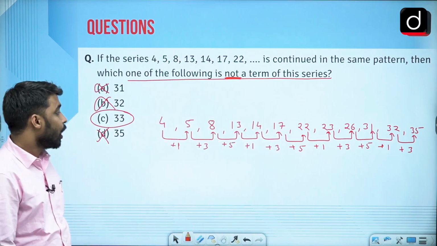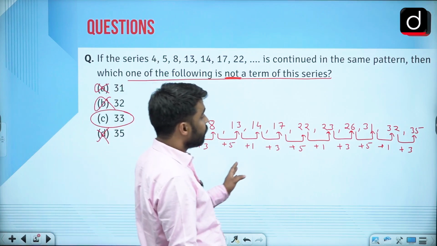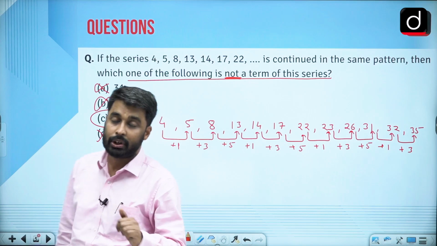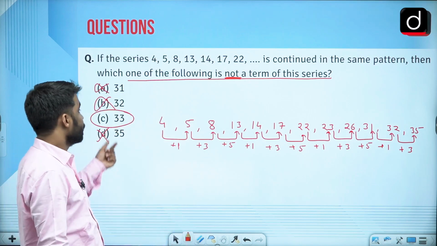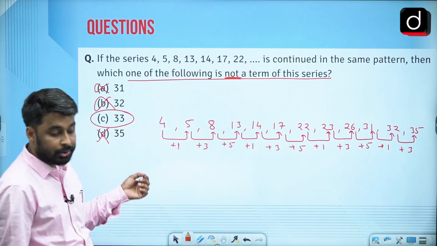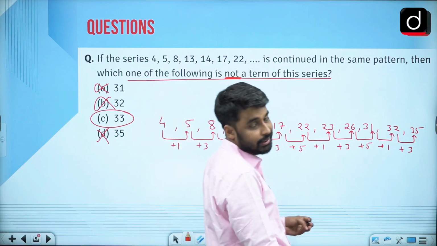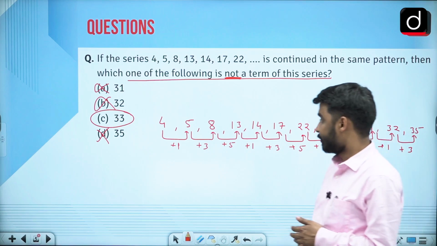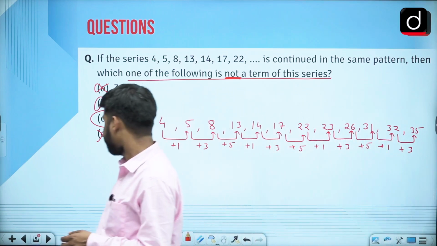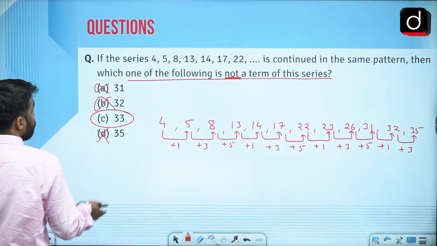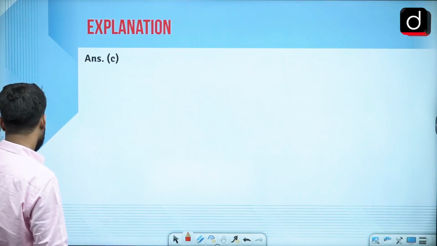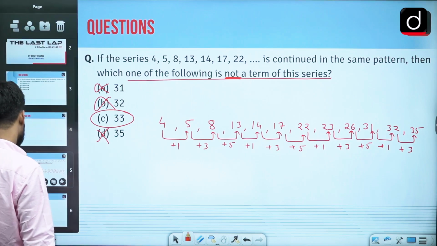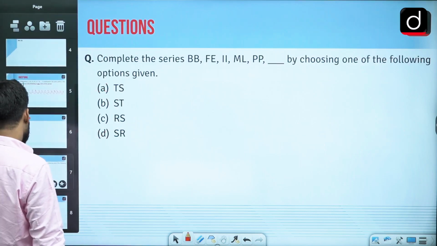Please see this. As I told you, you have to go beyond the terms, right? Because you have to solve it for many terms, because the question was: from the following 4 options, which term cannot be in this series? All right. So this was a good question as per me. Now let's see what our answer was. Right. It was C, 33. That means we were correct.